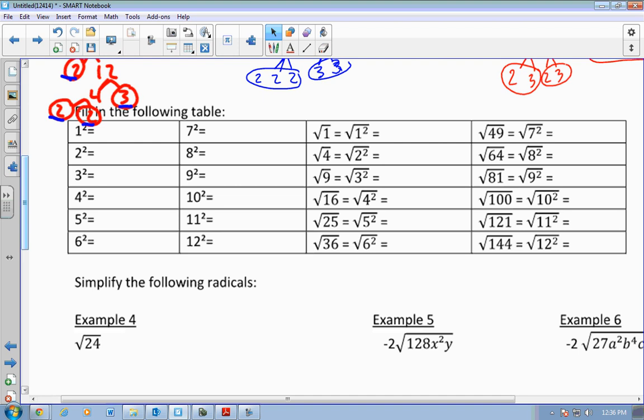But it's not 3 times 2, it's 3 times 3. Squares mean you repeat the same number. So it's 1 times 1, and then 2 times 2, and then 3 times 3. And the next one will be 4 times 4. So just keep repeating multiplication.